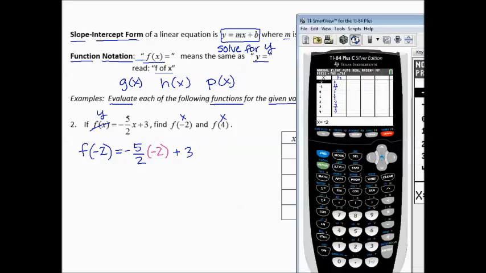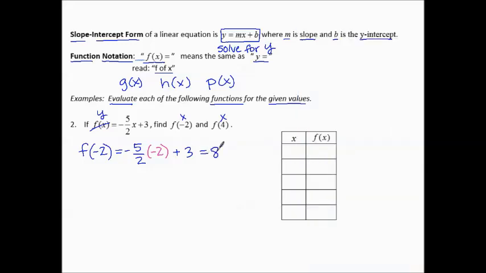You can go back to your calculator. Remember alpha, y equals, enter for a fraction. So I'm going to type in negative 5 over 2. I'm going to type this exact equation in, negative 5 over 2 times negative 2 plus 3. And I get 8. So f of negative 2 equals 8, or the value of y when x is negative 2 is 8.